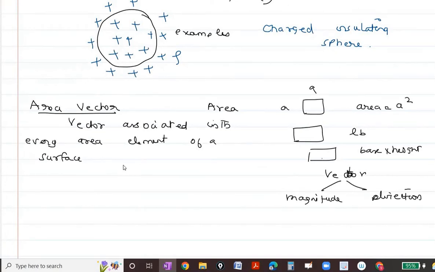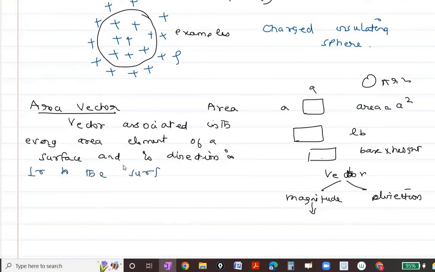So magnitude, you can find as usual using the geometric formula: a square, L into B, base into height, pi r square for a circle. This will give you the magnitude. But how will you give the direction? That is in the definition itself. The direction is taken along the direction perpendicular to the surface in consideration.